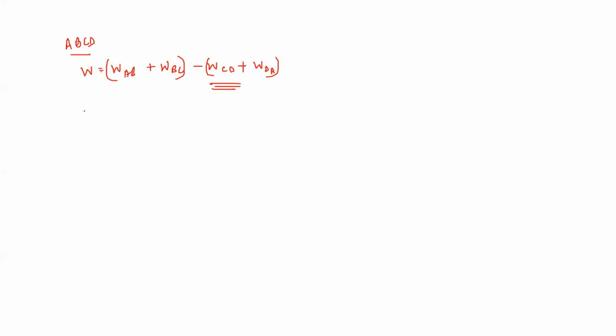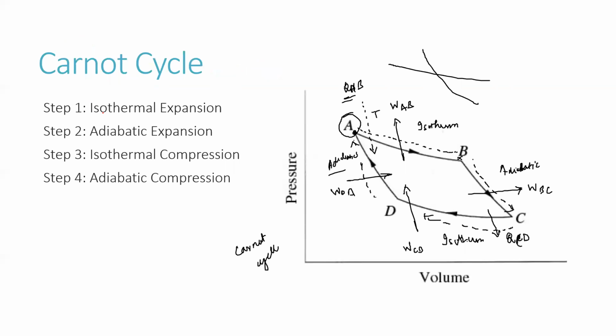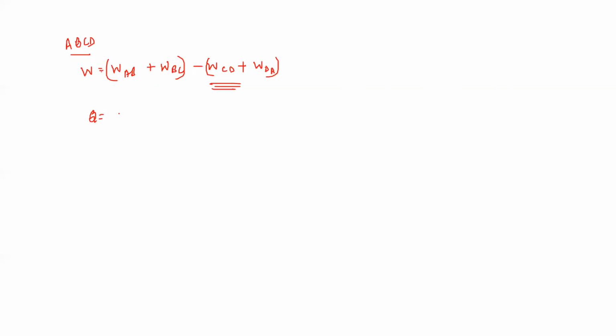And heat transferred to the system is going to be heat in minus heat out. So that is QAB minus QCD. This is the entire heat that has been given to the system.